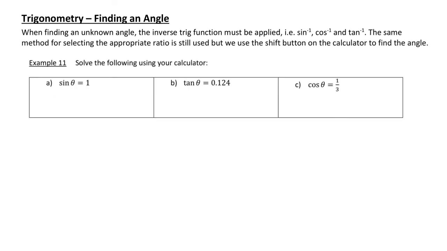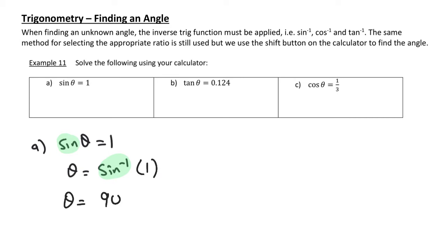So in example 11 then we need to use our calculator to work out the following. So part A, if we know that sine theta equals 1, to work out theta we do sine to the minus 1. So by moving the sine part to the other side of the equation, it turns into sine to the minus 1. So then we'll have theta equals sine to the minus 1 of 1, and if we put that into our calculator we should get an answer of 90 degrees.